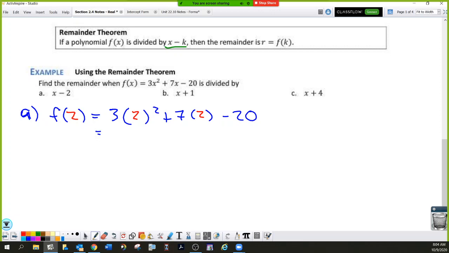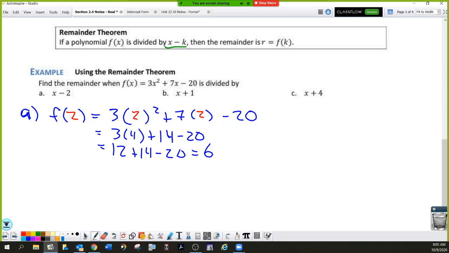Let's see. This is going to be 3 times 4 plus 14 minus 20, or 12 plus 14 minus 20. What is that? 26 minus 26. There you go. If you were to have divided f of x by x minus 2, you would have gotten a remainder of 6. What does that tell you? That tells you that x minus 2 is not a factor of f of x.